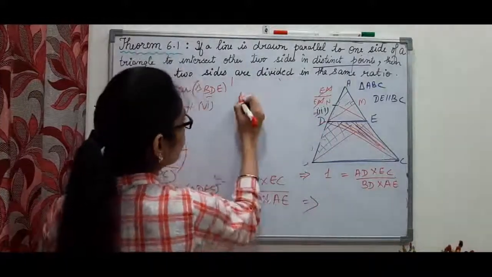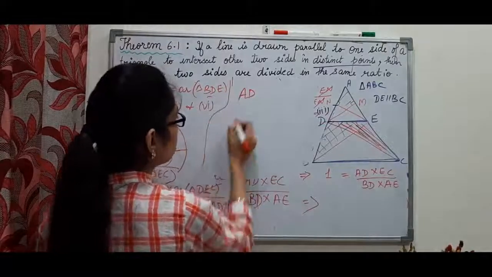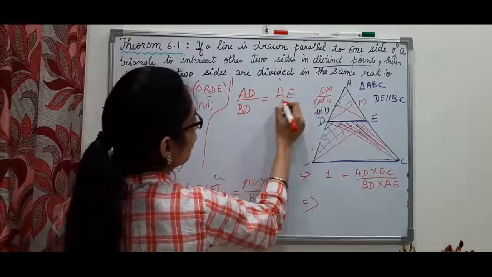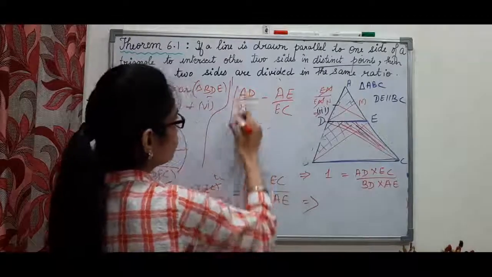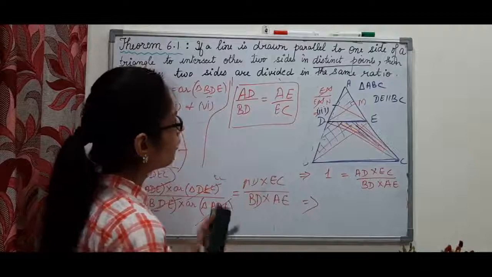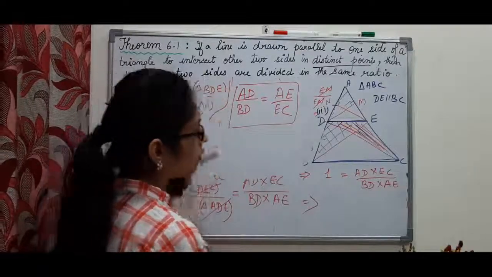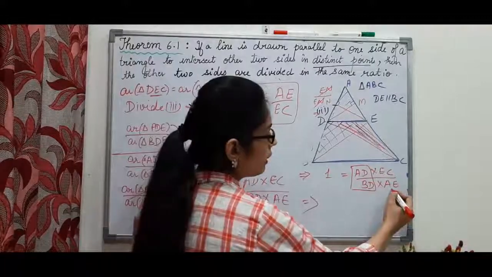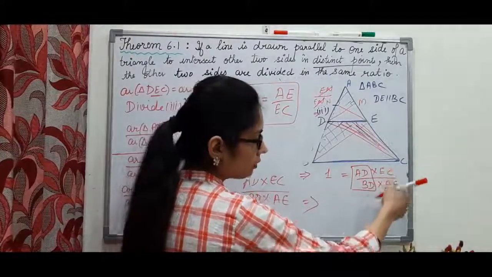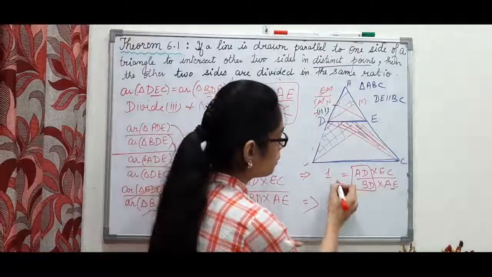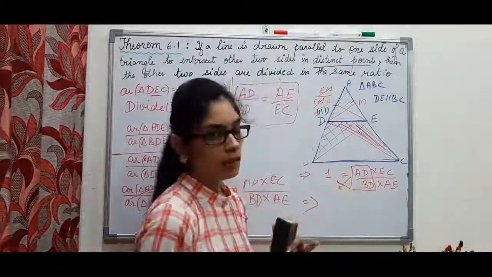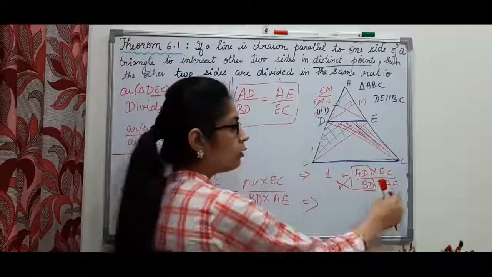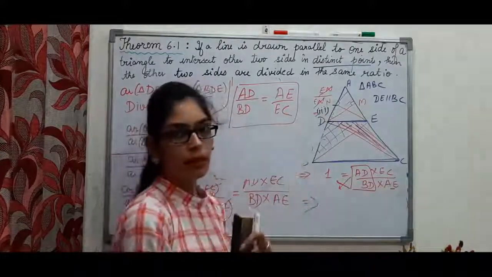Our requirement was AD upon BD is equal to AE upon EC. So this was our requirement. So what we have to do? We'll keep AD upon BD on one side and shift the remaining terms to the other side. If A is getting divided by this term, cross multiplication will take place. Simple. A numerator, if we shift it to the other side, will become the denominator, and a denominator, if we shift it to the other side, will become the numerator.